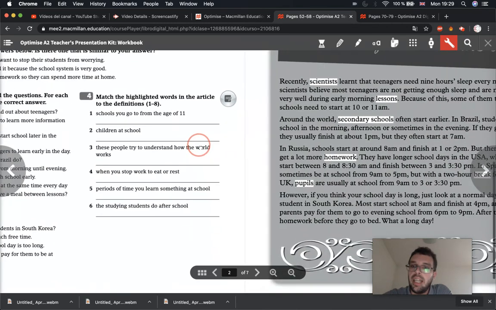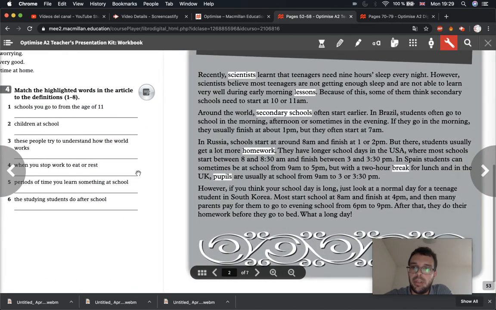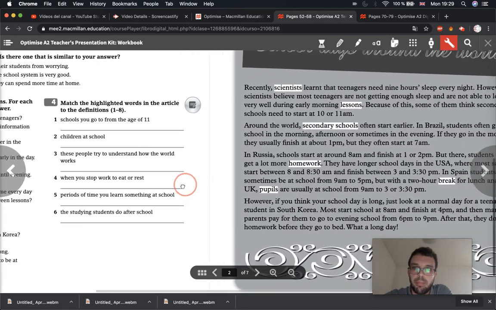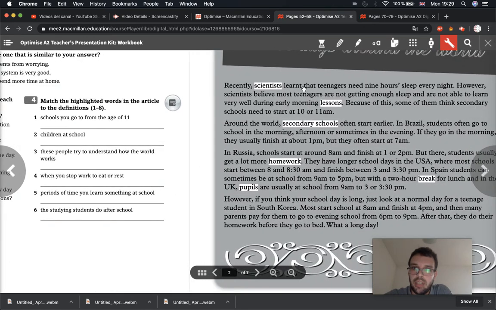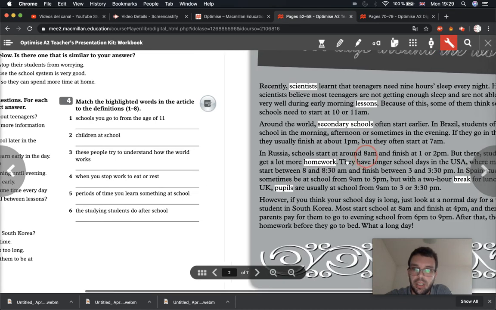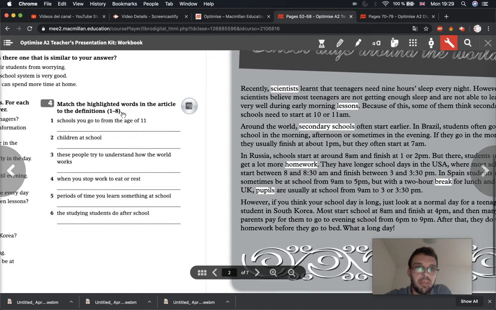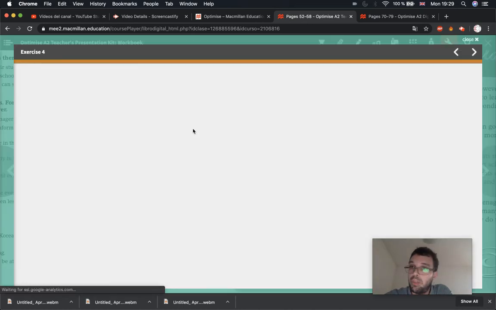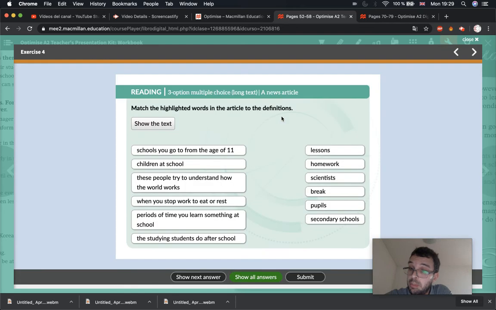And then similarly, we do have, again, some vocabulary. So highlighted words from the text, and then the definitions here. So look at the context and try and match the words to the definitions. You can pause the video while you do the exercise before I give you the answers. All right, let's have a look. So these were the words: lessons, homework, scientists, break, pupils, secondary schools.